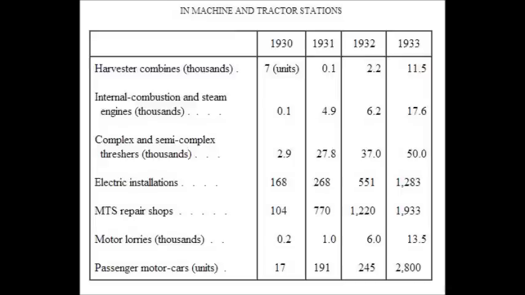And here is the same information for machine and tractor stations. The machine and tractor stations were mainly set up to supply the collective farms, whereas the state-owned farms typically owned their own tractors.